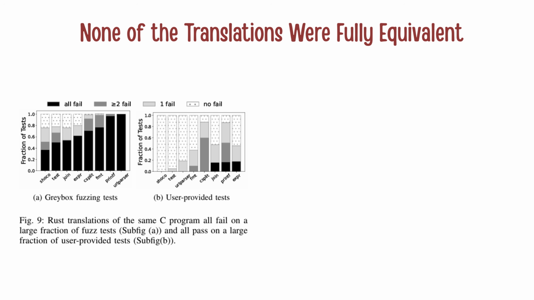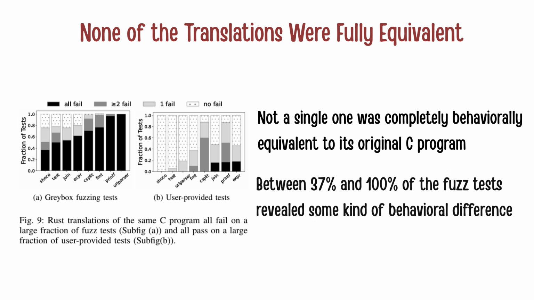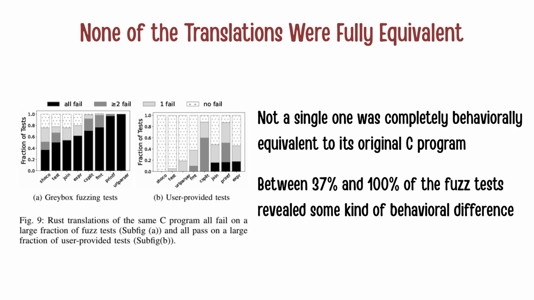Out of the 31 final Rust translations, not a single one was completely behaviorally equivalent to its original C program on the fuzz-generated tests. Across different benchmarks and translations, between 37% and 100% of the fuzz tests revealed some kind of behavioral difference. The average was around 68%. That's a substantial gap. So even though the participants' own tests suggested that their translations were correct, automated fuzzing uncovered many additional differences. The researchers noticed something else that was particularly interesting.